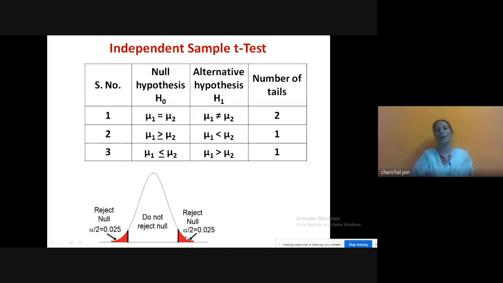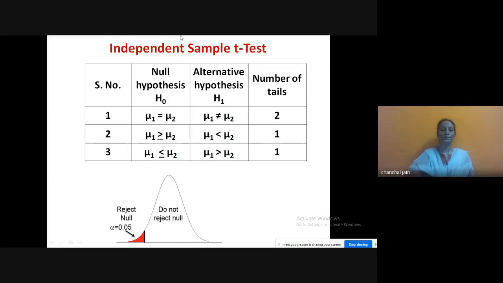Means if the calculated value of the t-test falls in this range, means if the t-test value is coming this side or this side, then we will reject the null hypothesis at 5% level of significance. This is according to the two-tailed test.